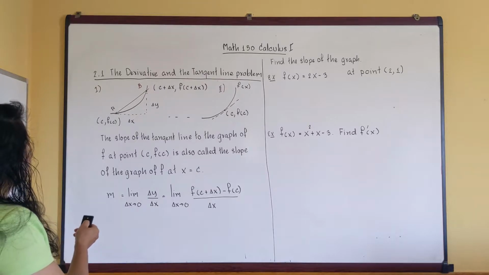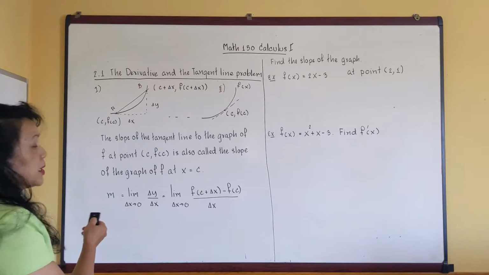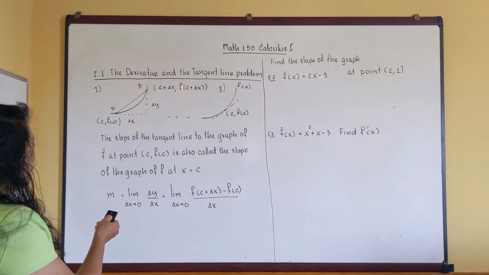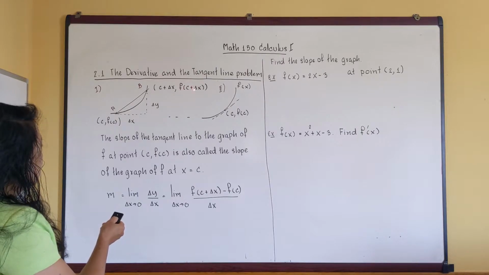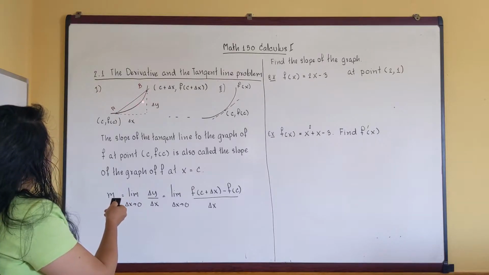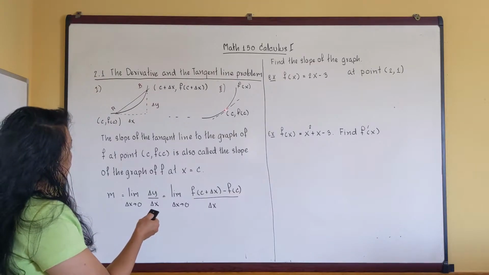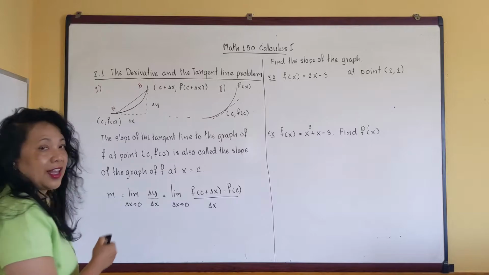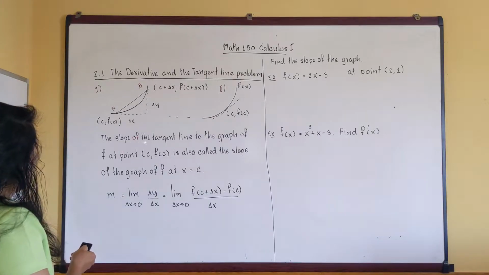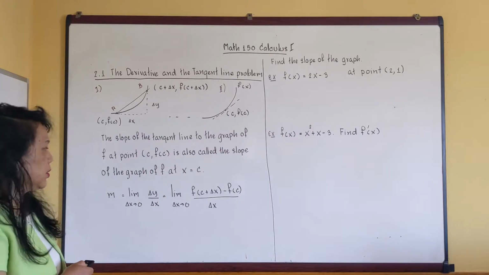So basically, the B coordinate, the x changes by delta x, so c plus delta x. And the y coordinate also changes, to f of c plus delta x. Now as the points A and B get closer and closer together, which means your delta x becomes 0, you're going to end up at this point, and this is the tangent line. So the slope of the tangent line to the graph of f at point c, f of c, is also called the slope of the graph of f at x equal to c.